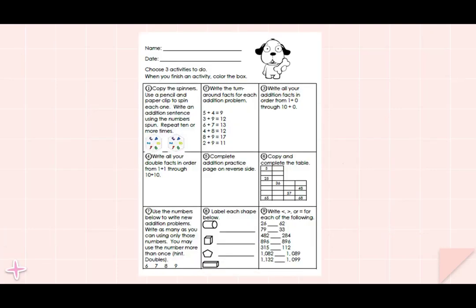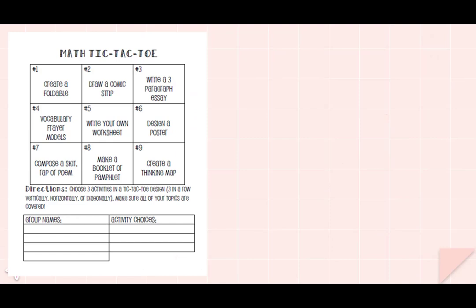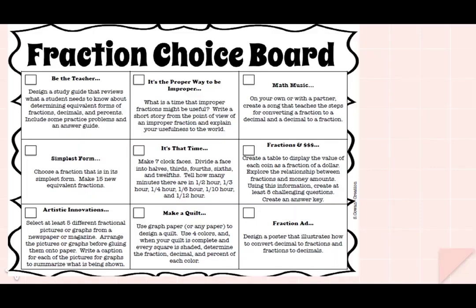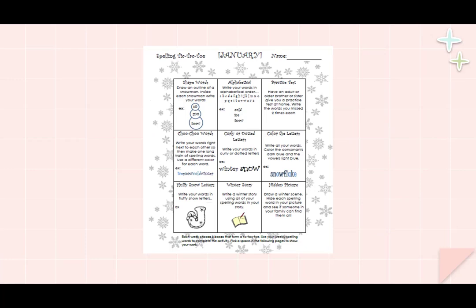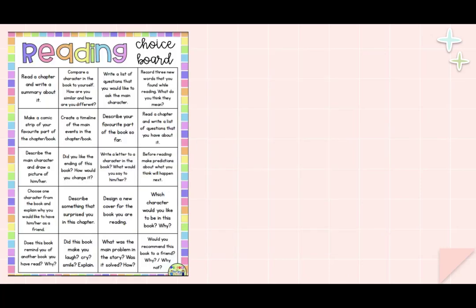Here are some examples of choice boards. Choose 3 activities to do. When you finish an activity, color the box. There's a math tic-tac-toe. Choose 3 activities in a tic-tac-toe design. Fraction choice boards. Here's a spelling tic-tac-toe and a reading choice board. Read a chapter, write a summary about it, make a comic strip. Does this book remind you of another book? Why? Now, you don't have to reinvent the wheel, because if you do a Google search for a choice board of the content that you're teaching, you will find several examples.